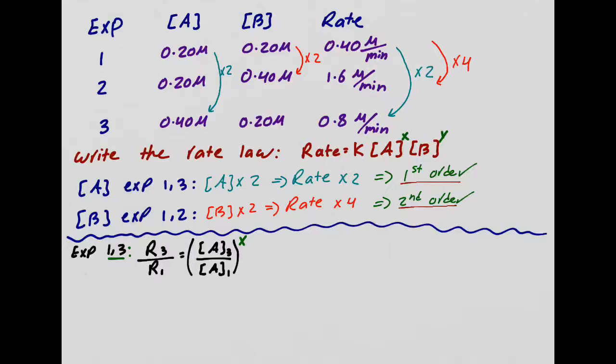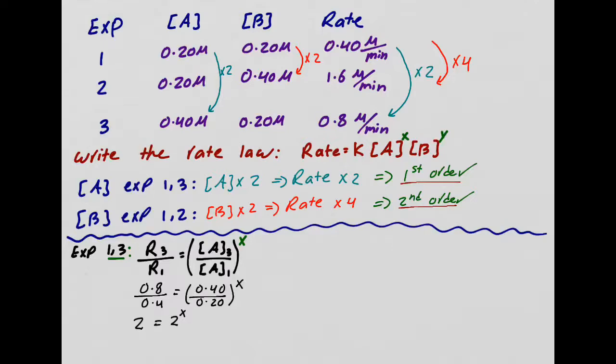So I'm going to come over here and for R3, I'm going to put 0.8 over 0.4 equals the concentration of A for experiment 3, which is 0.40, over the concentration for experiment 1, which is 0.20. I'm showing you step by step. Okay, and I'm trying to figure out X. Now, if I simplify this, 0.8 divided by 0.4 would be 2, equals 0.40 divided by 0.20, which would be 2 to the power of X.